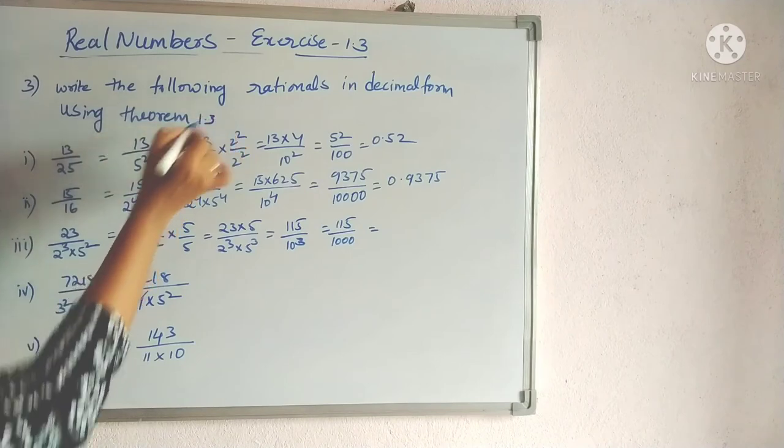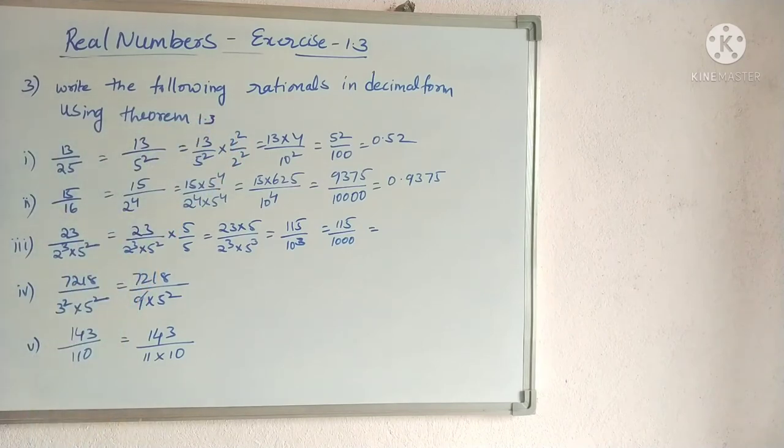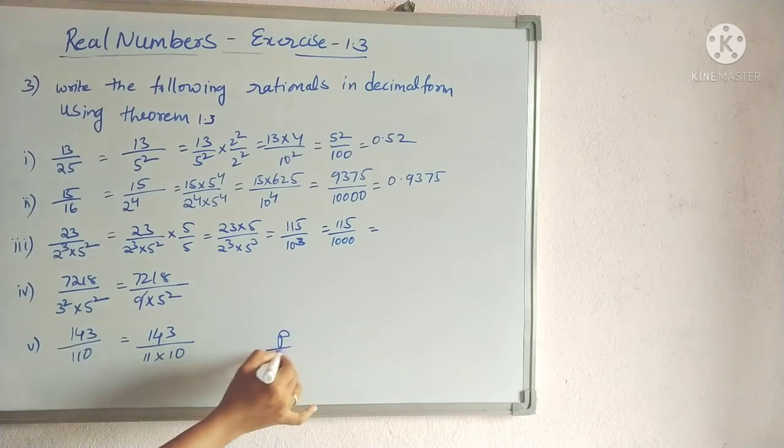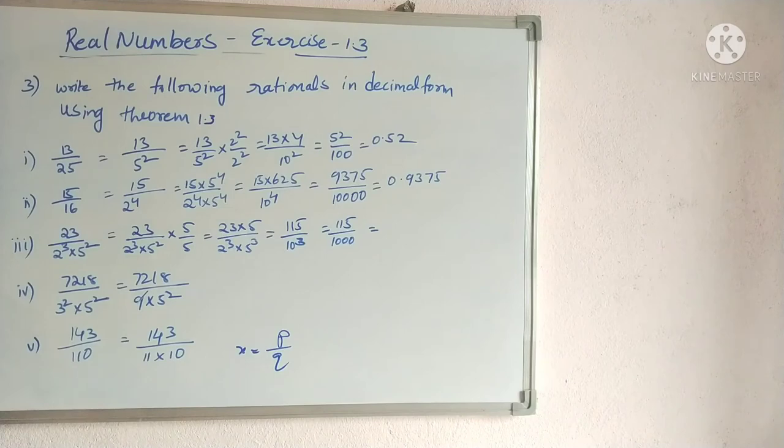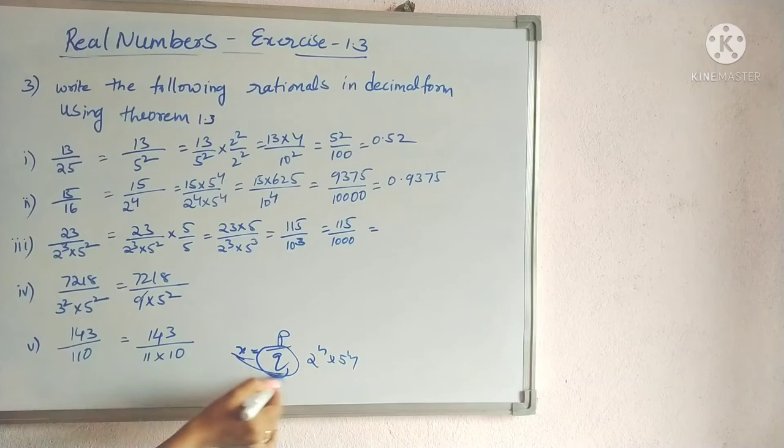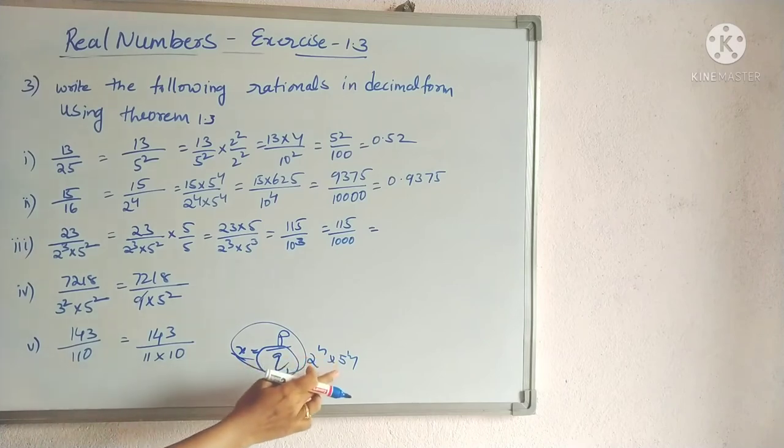If the rational number is in p by q form, such that the prime factorization of q is in the form of 2 power n into 5 power m, where n and m are non-negative integers, then this x, that means this rational number, has a terminating decimal form. That is the theorem. That means simply, if the prime factorization of the denominator is in the form of 2 power n into 5 power m, it is a terminating decimal.